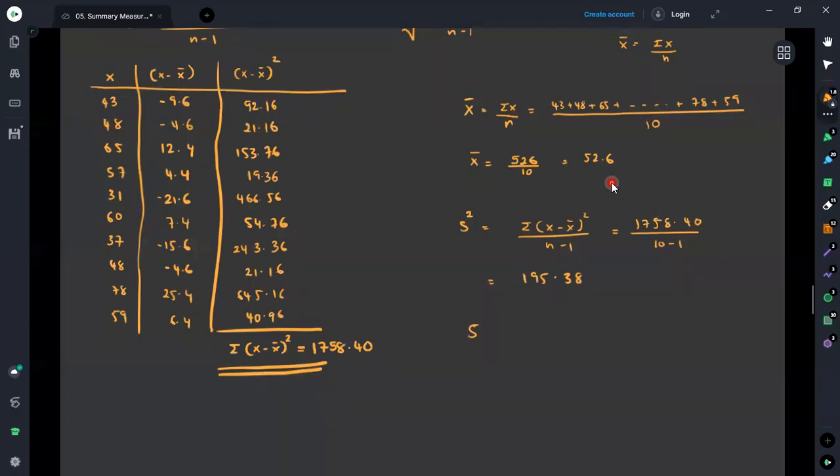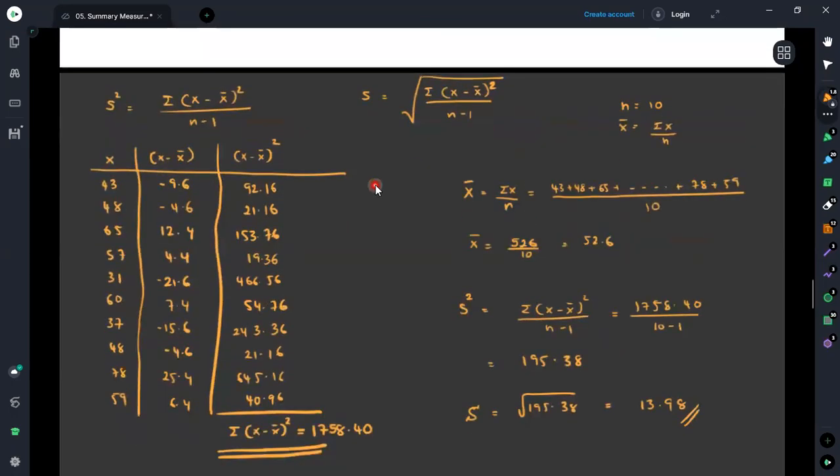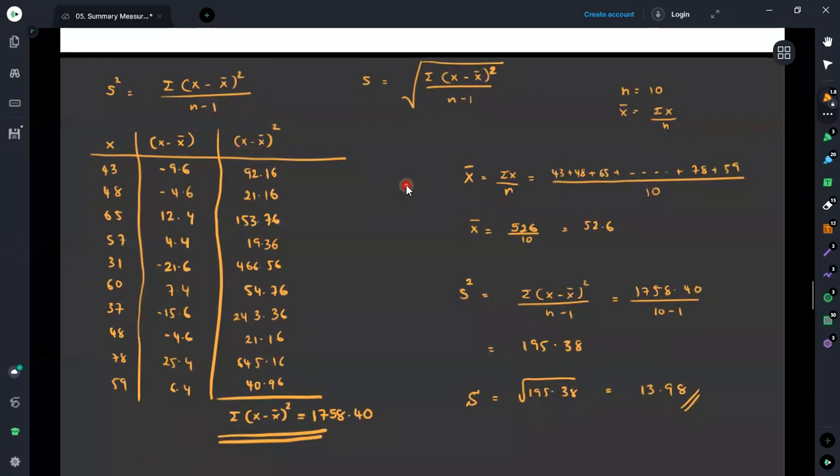Here we are asked to calculate the value for the standard deviation. Then we need to get the value for s. Then we have to take the square root of 195.38. Then we can get the square root, accurate to two decimal places, as 13.98. Therefore, this is how we are applying the equation to find out the variance and the standard deviation if we are having an individual data set like this.